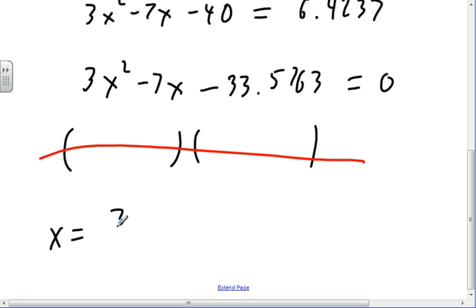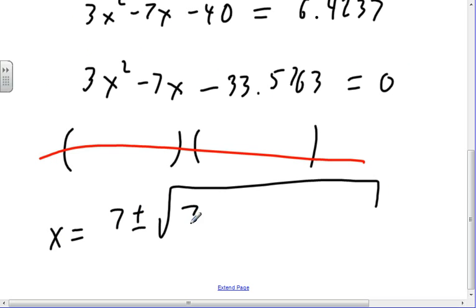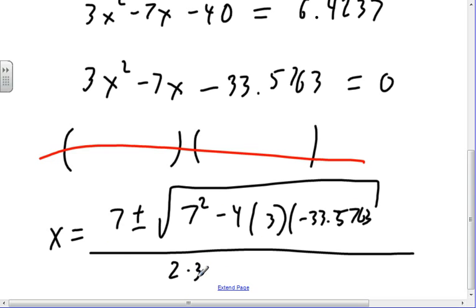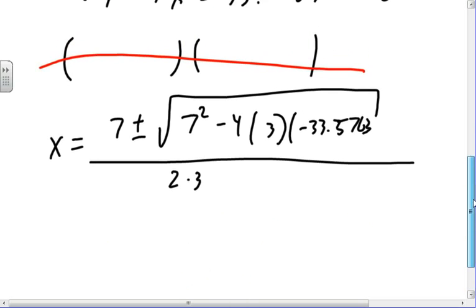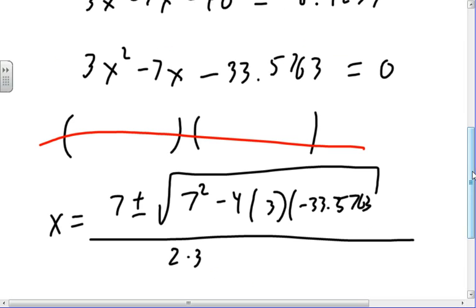x is equal to 7 plus or minus the square root of 7 squared minus 4 times 3 times minus 33.5763, divided by 2a, 2 times 3. Or we could just put the stupid thing in our calculator and write down the answer. So I'm going to go second function, polynomial solver, hit the 1 key, put in an a of 3, and put in a b of minus 7, and put in a c of minus 33.5763, and then just tell it to solve it.